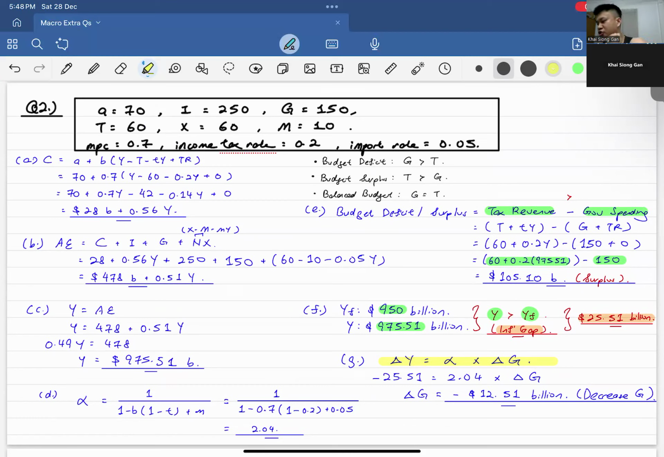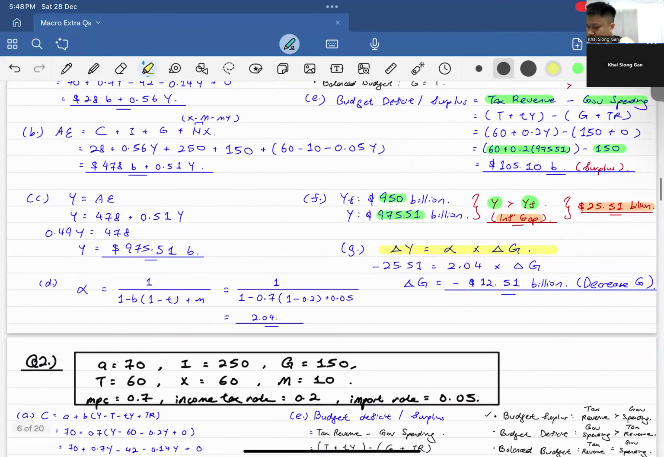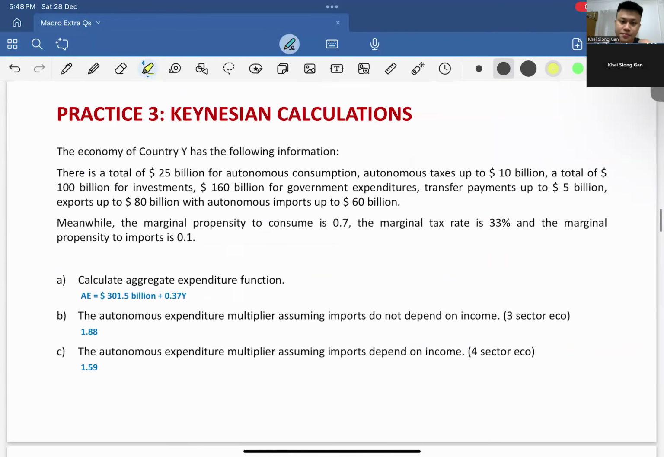Okay, hope you enjoy the calculation so far. Now moving on to the next question. Practice 3. Okay, also Keynesian calculation. This one I provided the answers for you already. I would like to leave it to you to do. Just that a few things I want you to take note of.